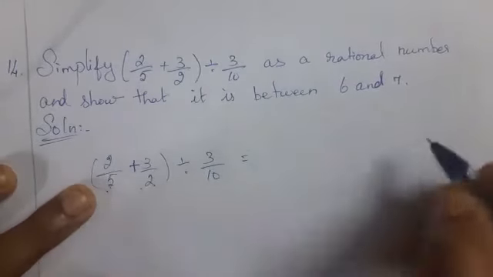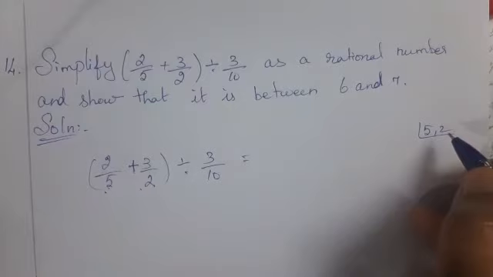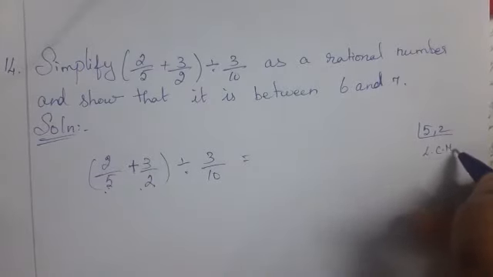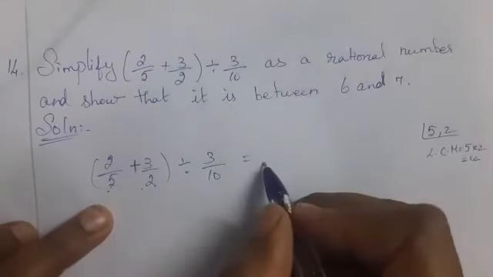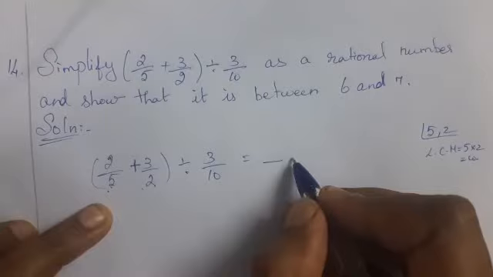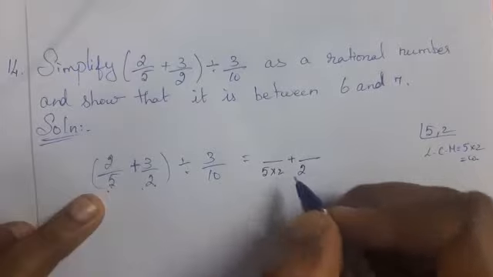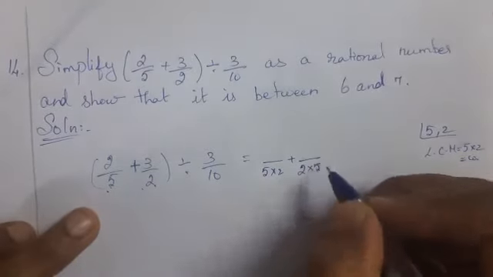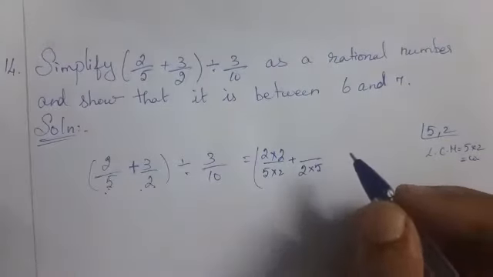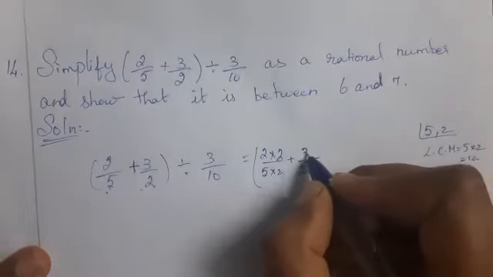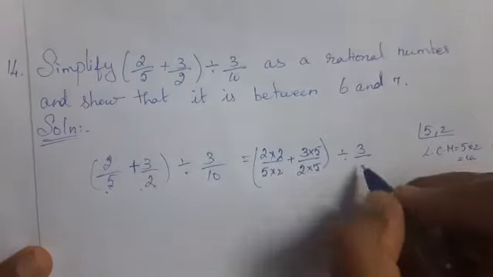See, the denominators are different. Find the LCM. See, no common factor except 1. Therefore LCM is 5 2s are 10. Therefore LCM here is 10. Change the 5 into 10 and 2 into 10. 5 2s are 10. 2 5s are 10. Therefore multiply 2 in the numerator. Multiply 5 in the numerator. 3 5s are 15. Then write the division sign and write 3 by 10.